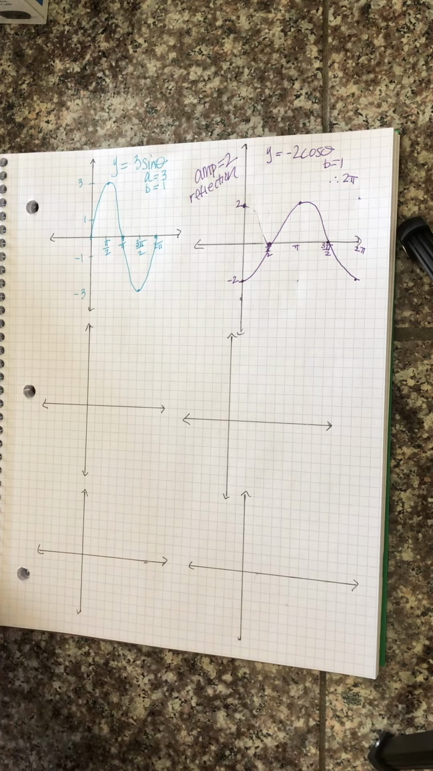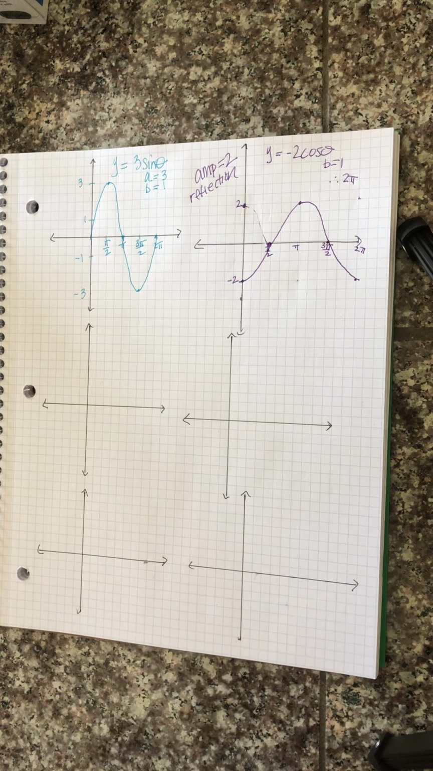Okay, so what happens when you have a change in the period? Let's say you have a change in the period. And so if you watched the last video, I talked about high notes and low notes. That's what happens when you change the period and amplitude. We're going to do period first.